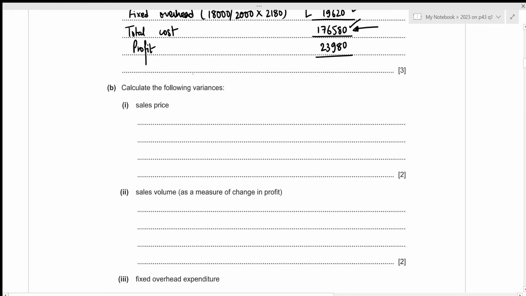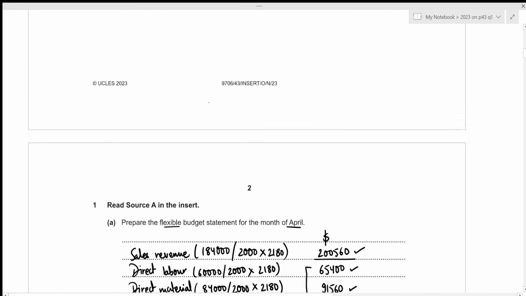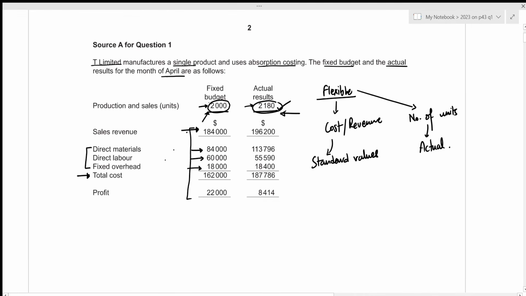Now, we need to calculate the following variances. The first one is for the sales price. So, as the name suggests, we will be comparing the actual price to our standard price. So, actual price minus the standard price. Then we just need to multiply it by the actual units. And remember, these are the selling prices per unit. So let's figure that out.